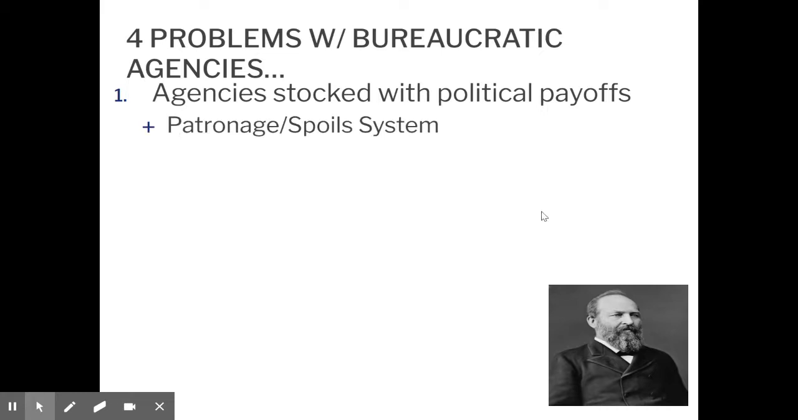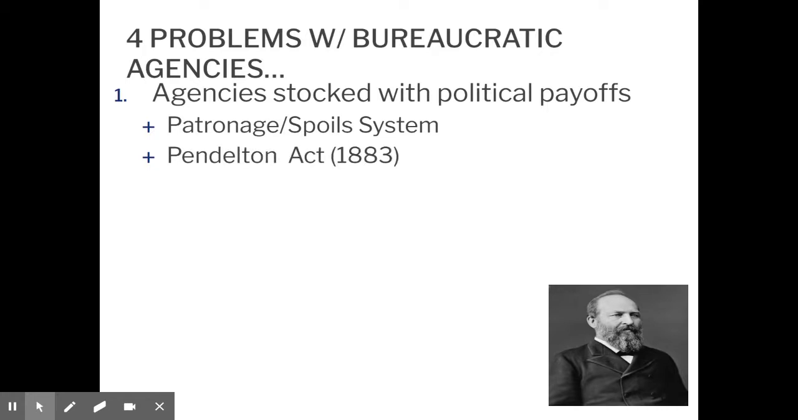That's often known as patronage, giving jobs to your supporters, or the spoils system. That's from the presidency of Andrew Jackson, where, to the victors go the spoils, and you're using the vacancies in these positions to be filled by your supporters.